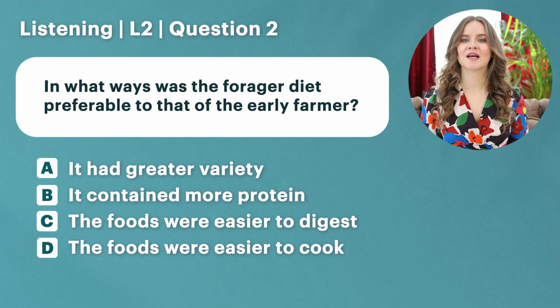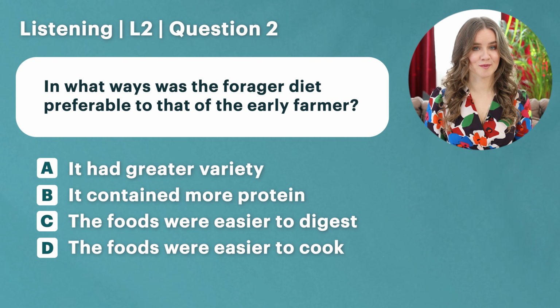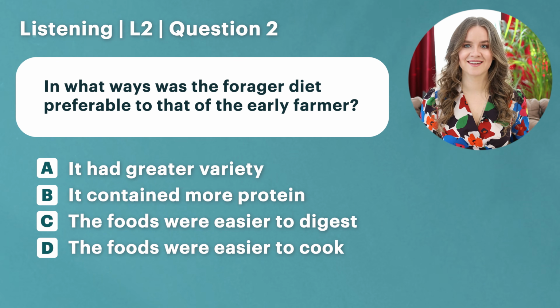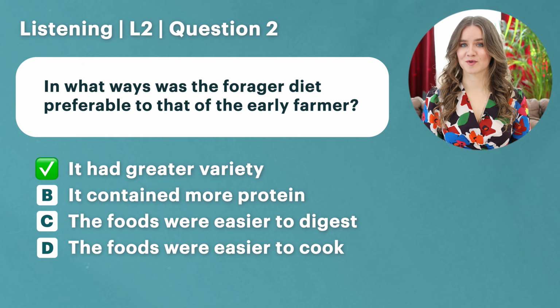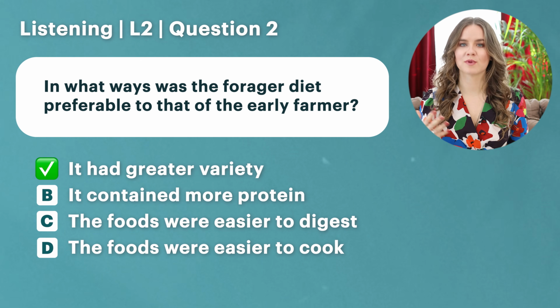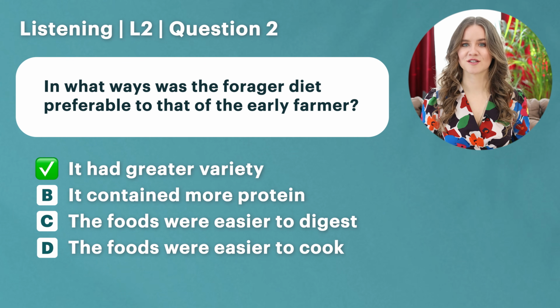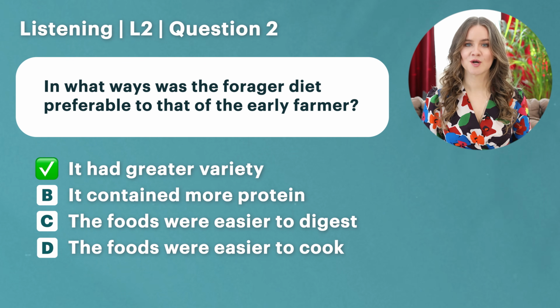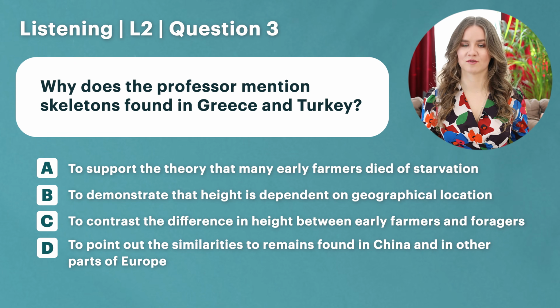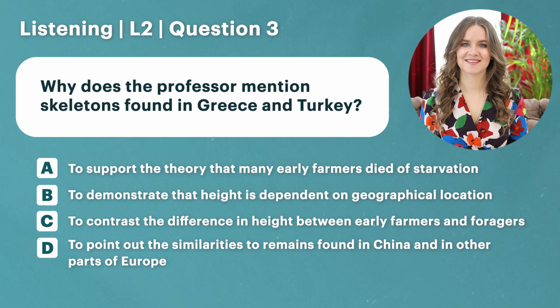Question 2. In what ways was the forager diet preferable to that of the early farmer? It had greater variety. Answer A is correct. The professor explains that foragers ate a wide variety of foods, both plants and animals, which gave them a better balance of nutrients. Early farmers ate mainly a few crops, which did not give them as much variety or as many nutrients.